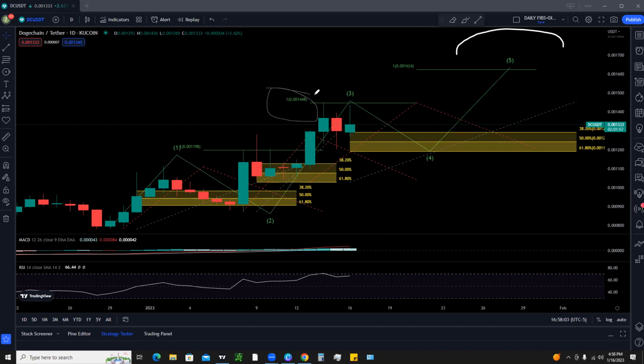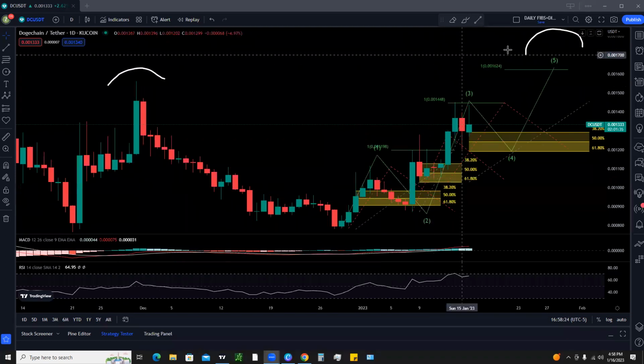So what we've done is we've taken our recent levels and connected our recent lows to our recent highs. And then down here, connected it to this low, and this gives us our price target up here of 0.001624. So what we're tracking is, again, a 1, 2, 3, 4, 5-wave move to the upside, so that way we can get a higher high.